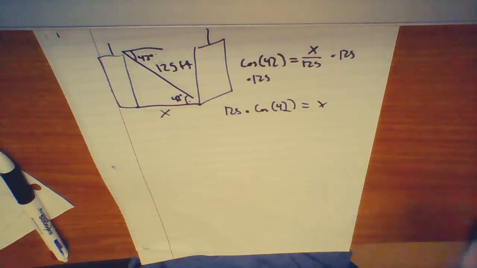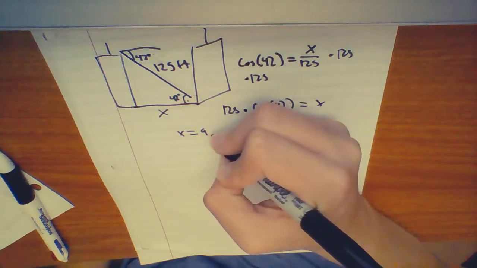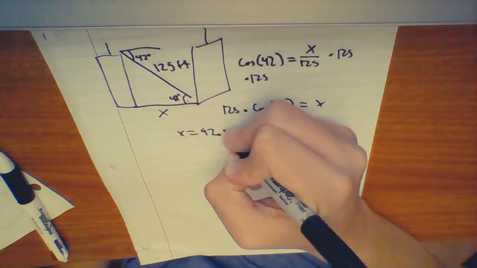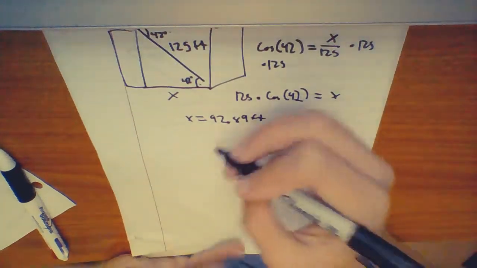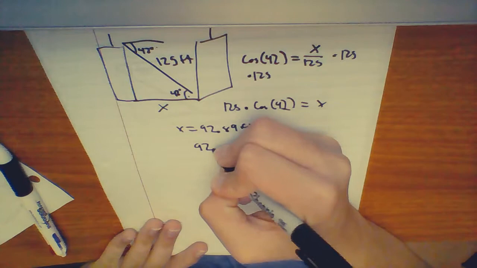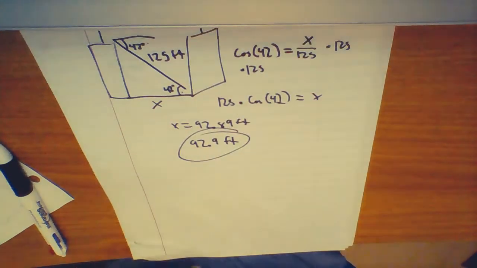And now, when you input this into the calculator, you get x equals 92.89 feet, or rounded to 92.9 feet, which is your answer.